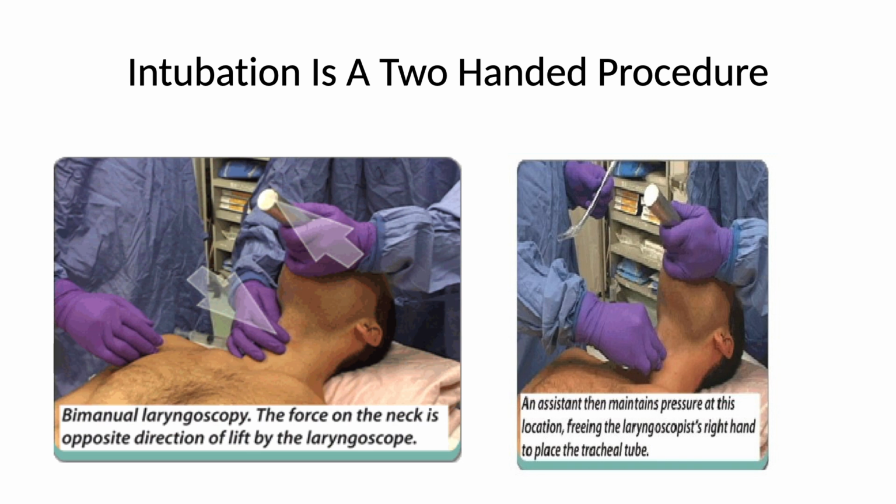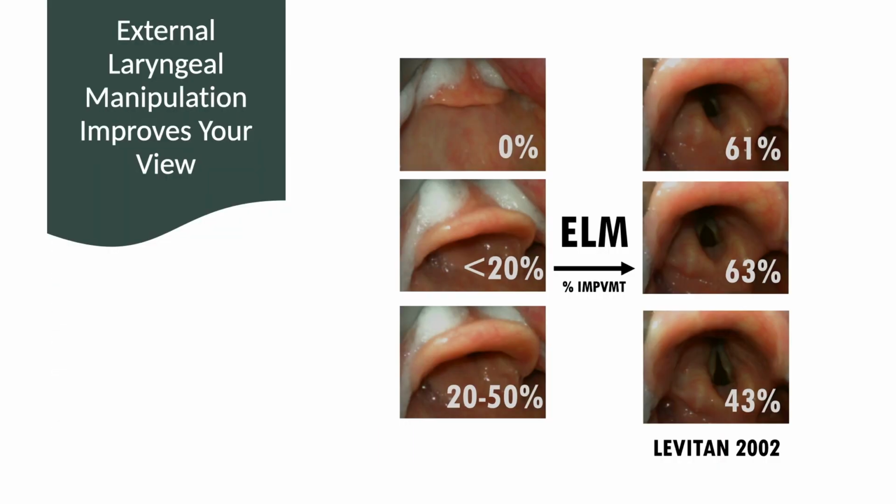And that's called external laryngeal manipulation, ELM. A recent study just came out. Actually, this one was in 2002, but there have been some more recent studies that have shown that just by manipulating the larynx alone, so remembering that intubation is a two-handed procedure, here are some pictures where they demonstrated this.